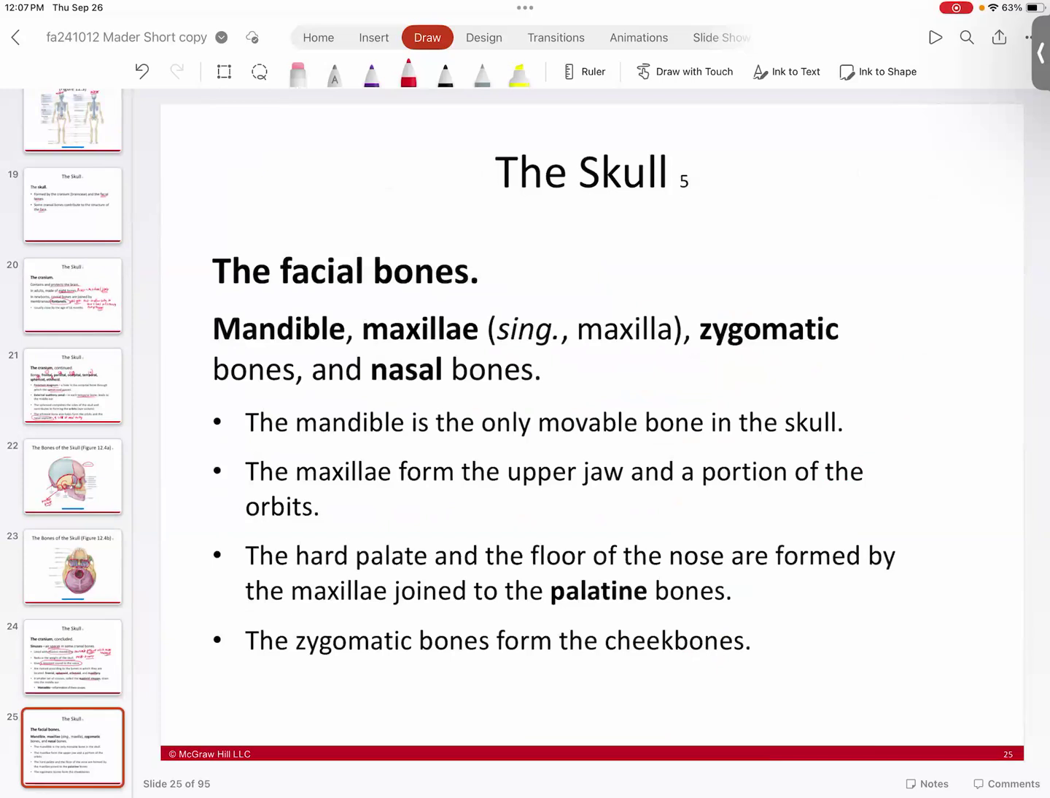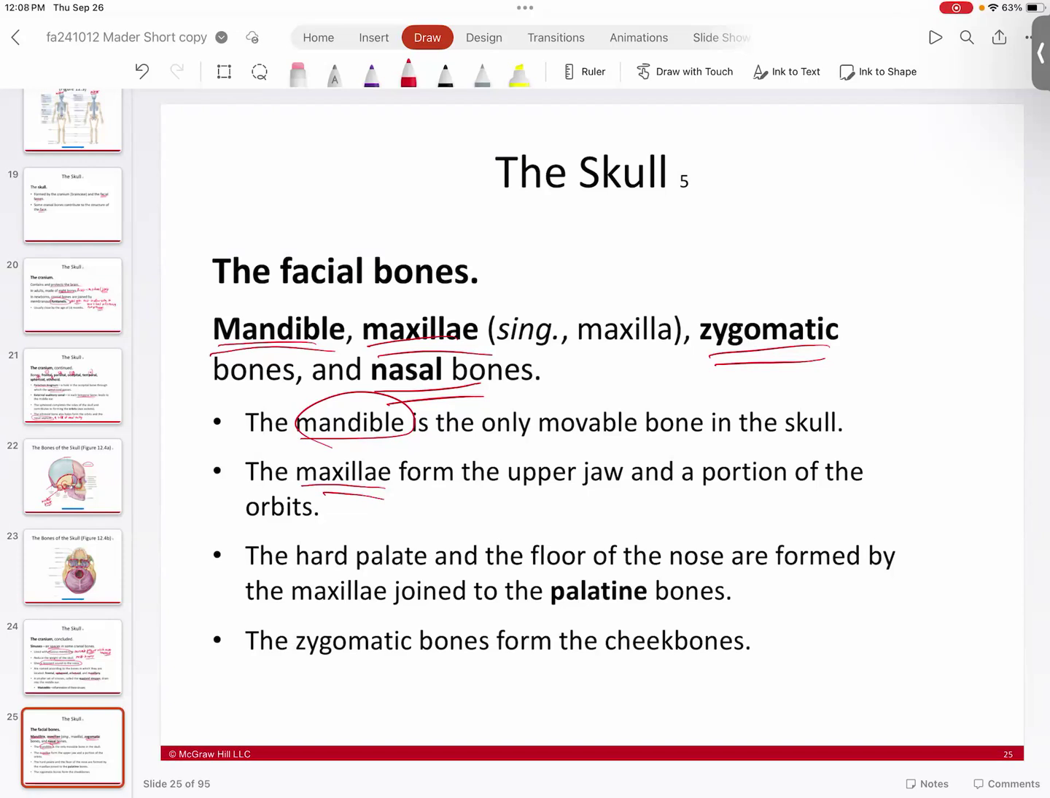Okay, let's take a look at the facial bones. So the bones of the face. So first of all, we have the mandible, which is your lower jaw, the maxilla, which is your upper jaw, and the zygomatic, which is your cheekbone, and then your nasal bones, which are basically right between your eyes. So of these, only the mandible is movable.